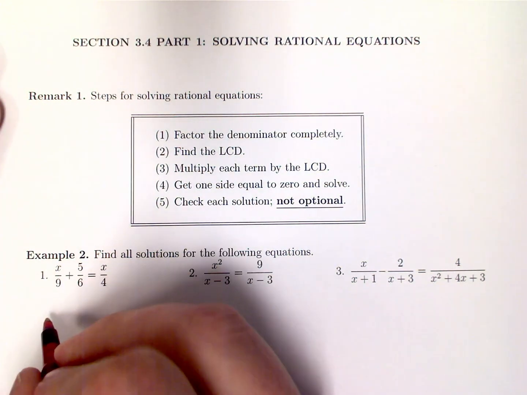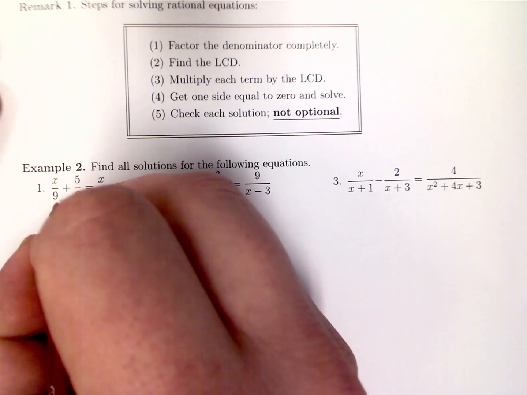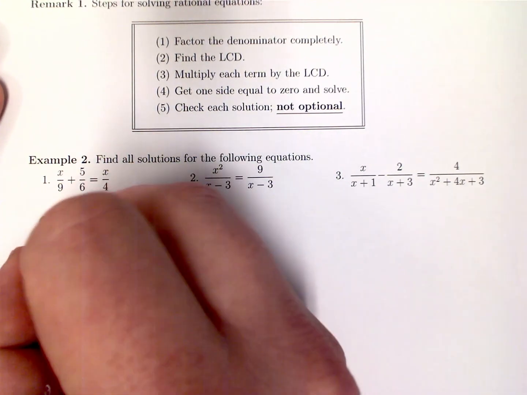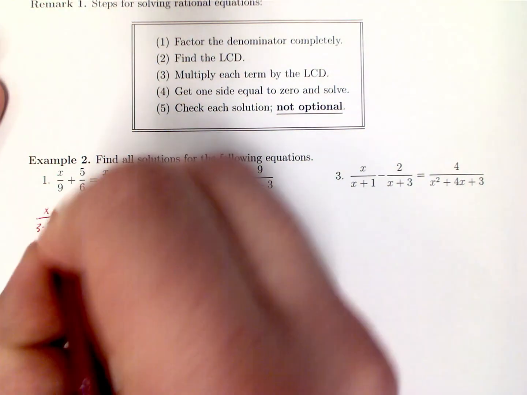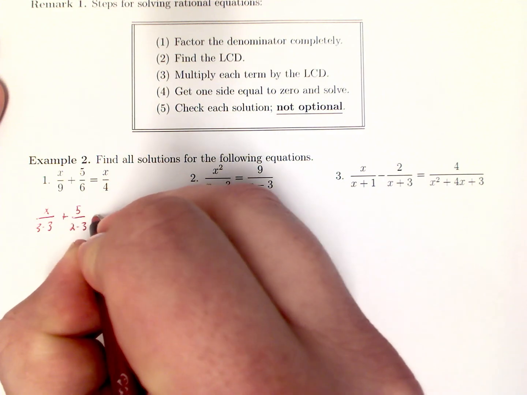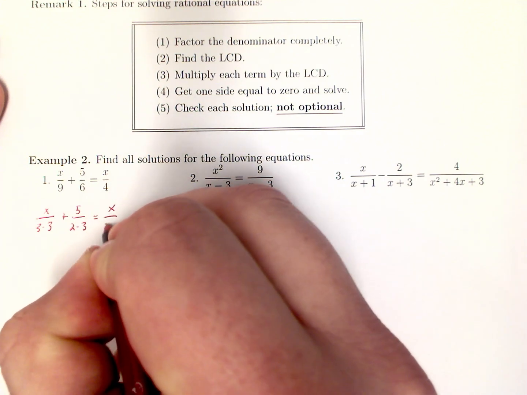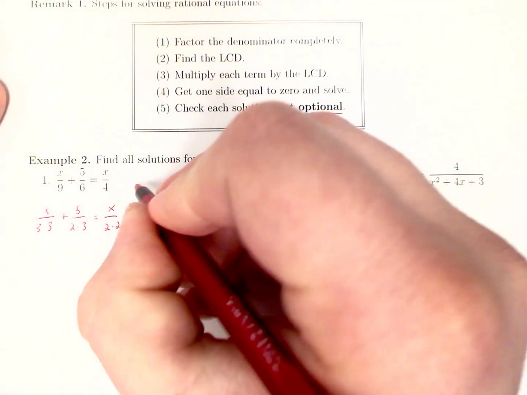So first, we're going to factor the denominator. What can I factor 9 to be? Well, 9 is the same as 3 times 3. What does 6 factor into? Well, that's 2 times 3. And what does 4 factor into? Well, that's 2 times 2. Then we just have to find the LCD.